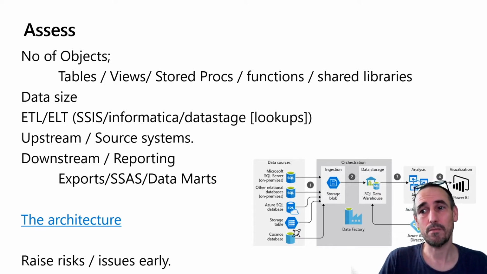Also the downstream systems and the reporting and the exports, and have they got Analysis Services? Have they got data marts? So you need to assess that, because if they've got Analysis Services multidimensional, we don't have a cloud version of that in Azure. You have to move the VM up into Azure, or keep the VM on-prem and have a hybrid solution. But then you're moving data around again.